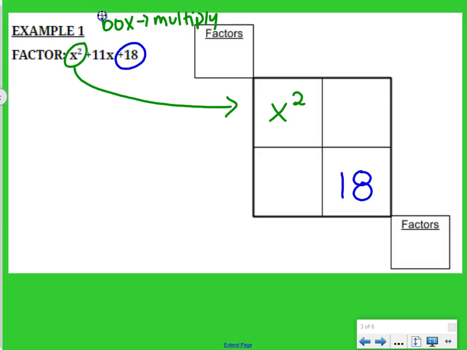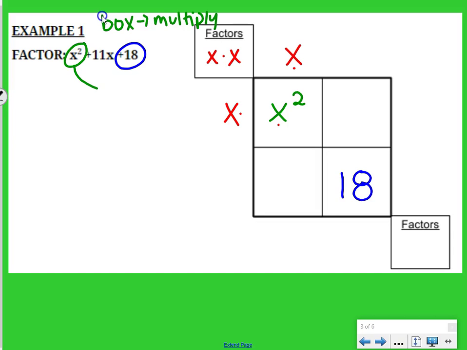Now we need the factors. Factors of x squared are x times x. That's the only way to get the x squared that we want. So we're going to say x and x. x times x gives us x squared. So when we do that box method multiplying, x times x equals x squared.